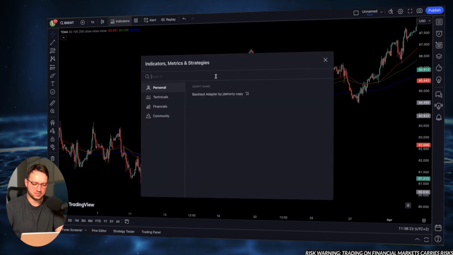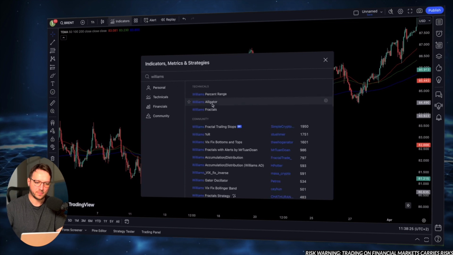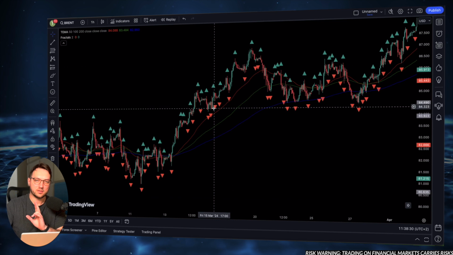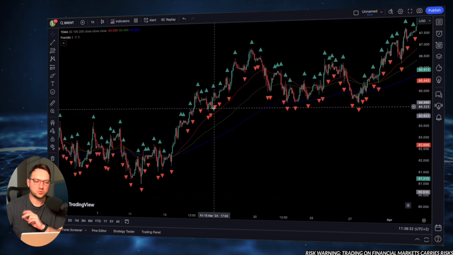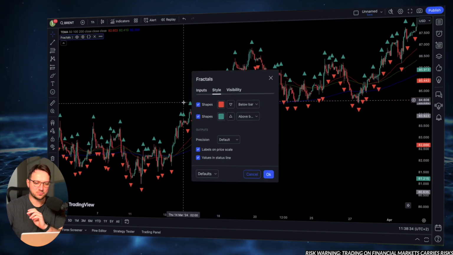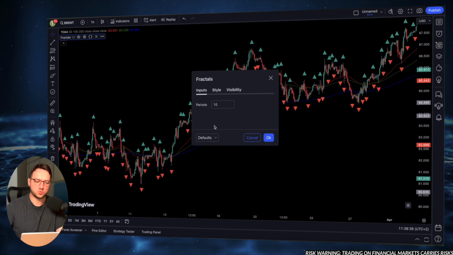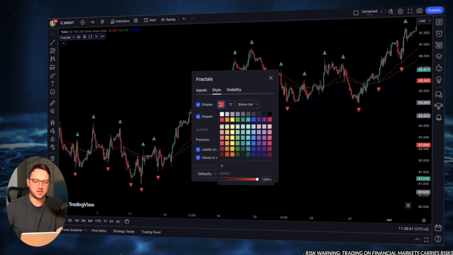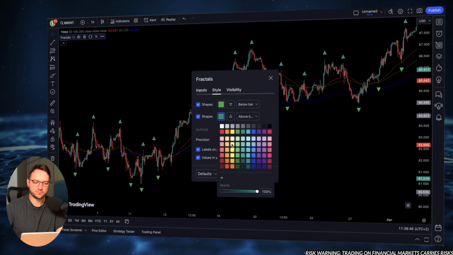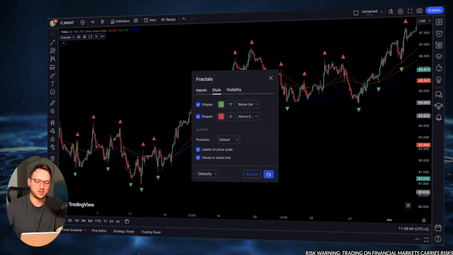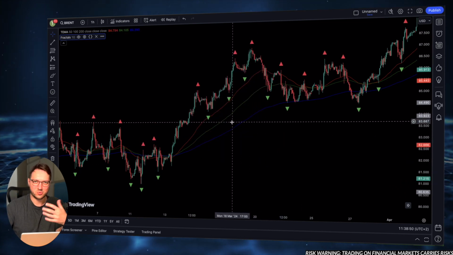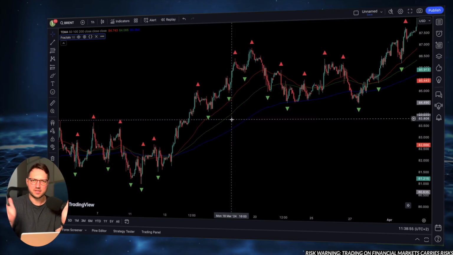The second one is Williams Fractals. This indicator we need to tweak a little bit, but just a little. First, the analyzed period from 2 you need to change to 10, and in the style, the red one change to the green color, and the green color change to the red one. It will help you to better digest when to open a short and a long trade. Trust me on that. So the setup is ready.